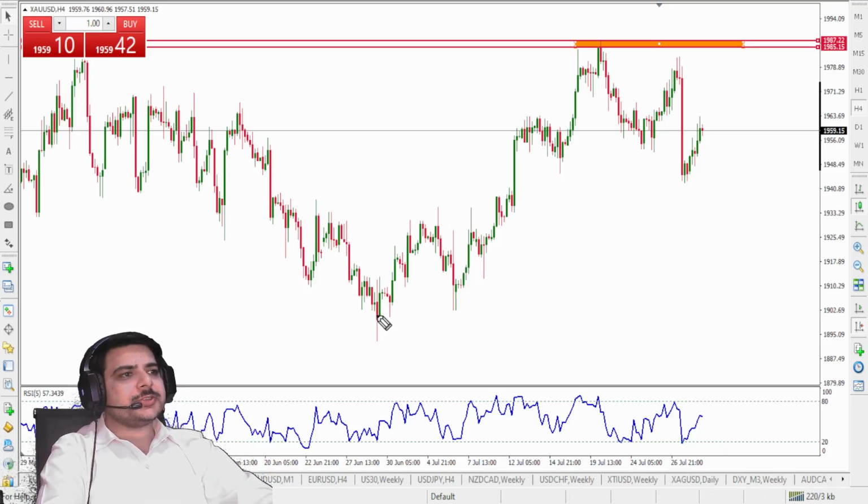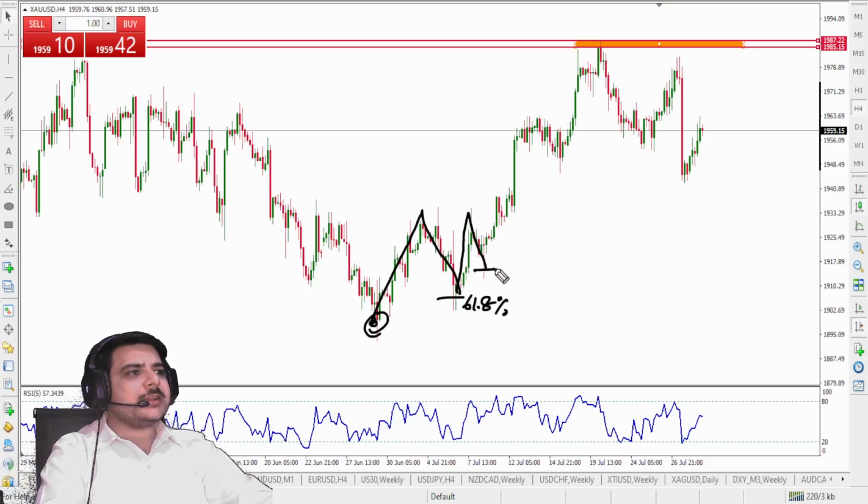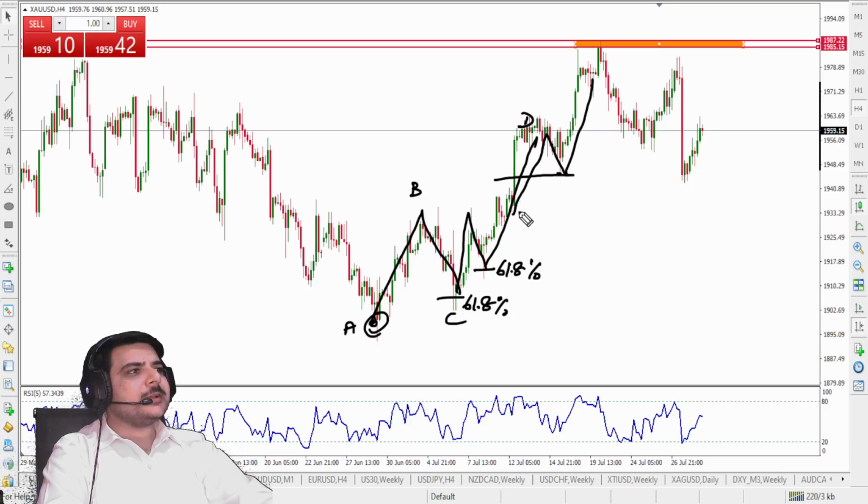want to draw your attention to this initial rally and this 61.8% retracement, then it went back up, got another 61.8% retracement, then the continuation, and the continuation seems like this: A, B, C, D. This was the long term. Then we got a reversal, and things then switched to the H1, and on the H1 it completed this ABCD pattern.